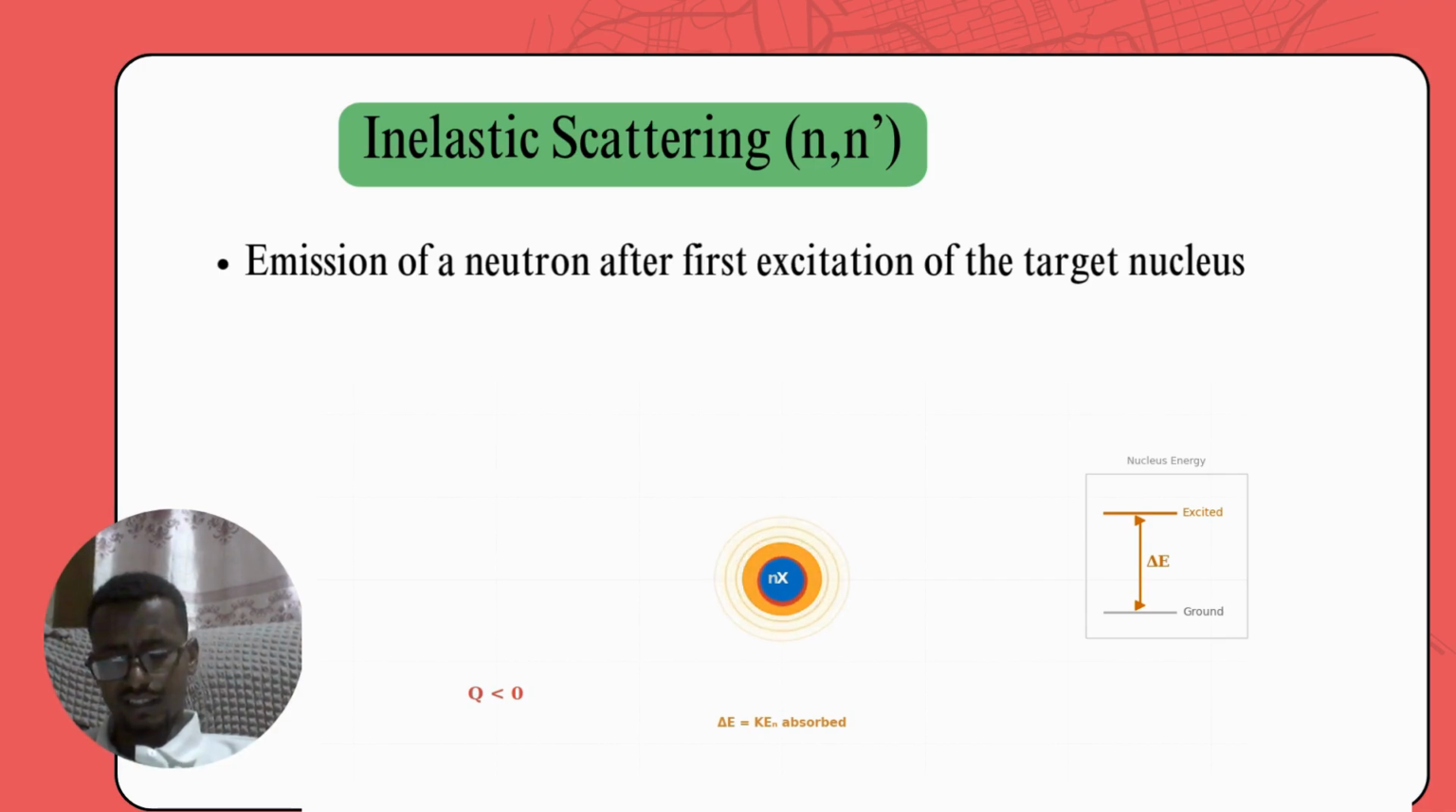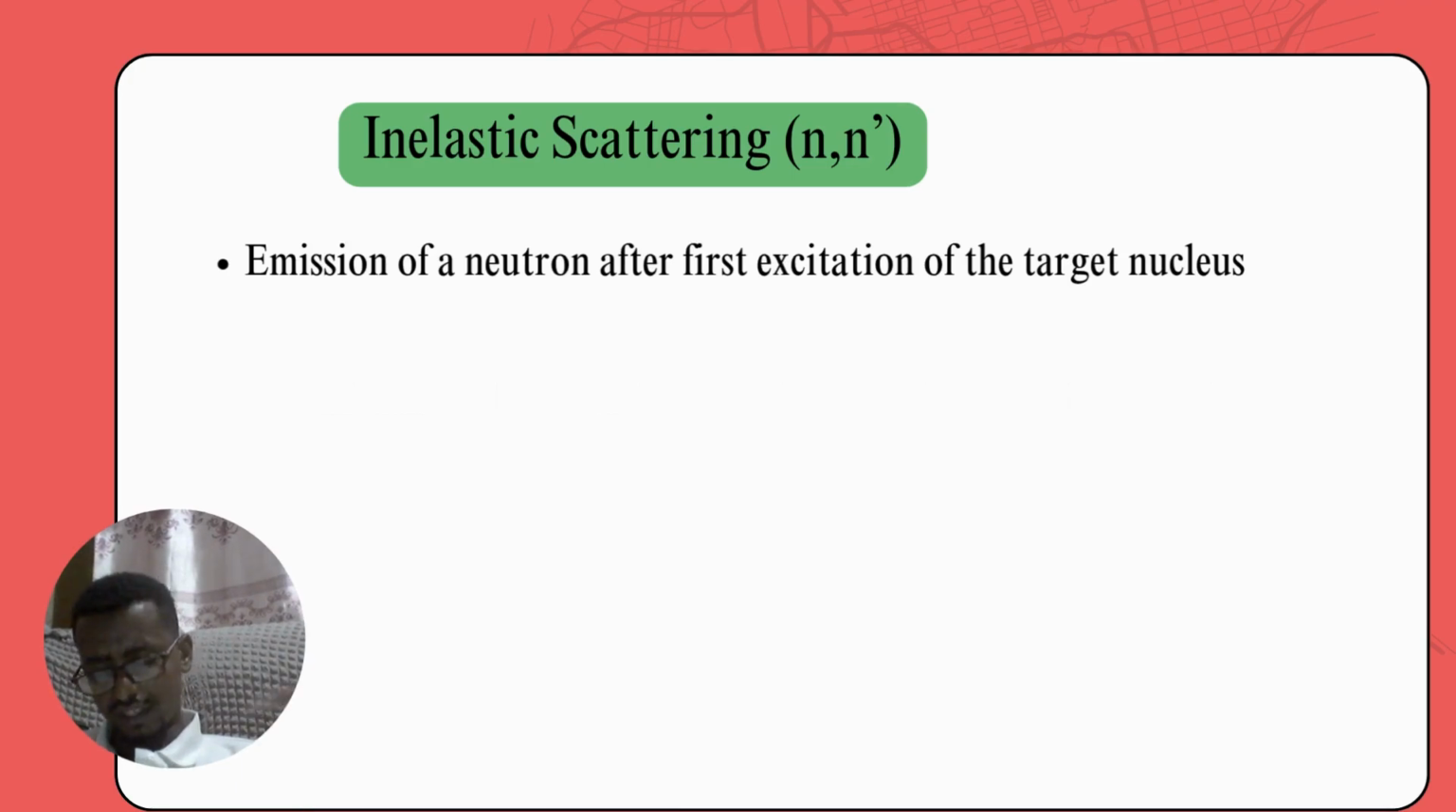Then the excited nucleus releases energy or releases gamma. So we can see the excitation energy in the target nucleus, and it absorbs some kinetic energy of the neutron. So kinetic energy is always less than zero in this kind of reaction.